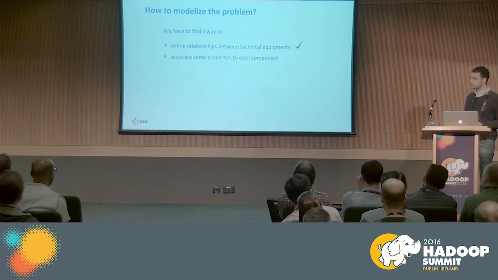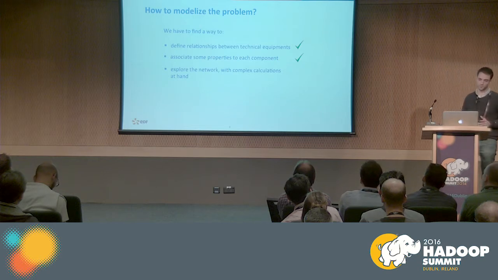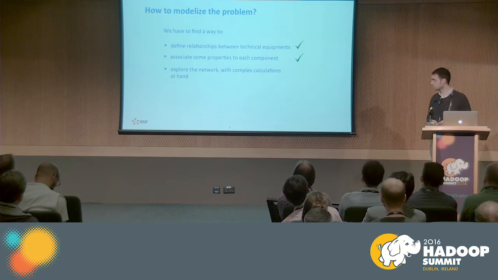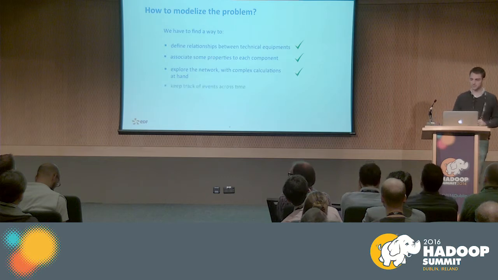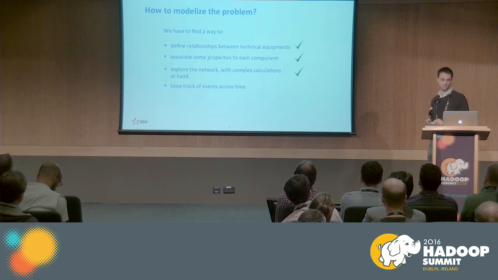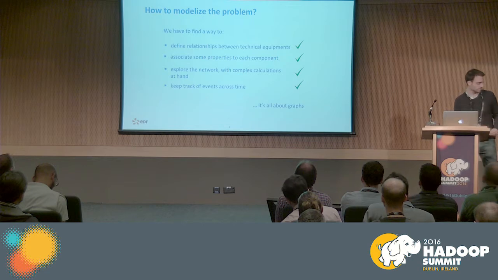Then we want to associate some properties to each component of the network, and that's the reason why a property graph is made for. We also want to have a way to explore the network with complex calculations at hand. And here we have a very good candidate with graph processing frameworks. And last but not least, we want to keep track of events across time. We will see that it's not an out-of-the-box process, but it can be modelized through the use of a property graph. So finally, the way to go is quite obvious. Indeed, it's all about graphs.